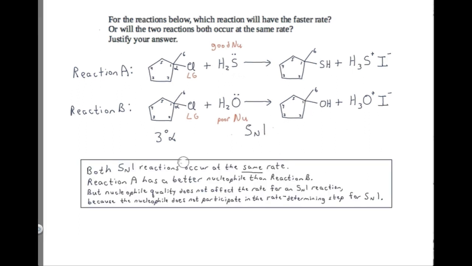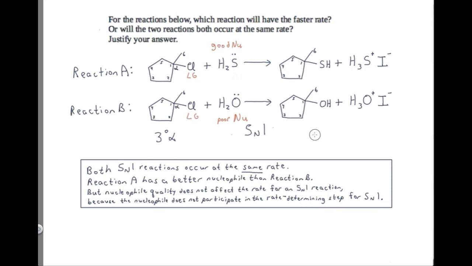So here's our answer. Both reactions occur at the same rate. Make sure you justify your answer. Reaction A has a better nucleophile, but that's not going to affect the rate for this SN1 reaction because the nucleophile does not participate in the rate-determining step for SN1.